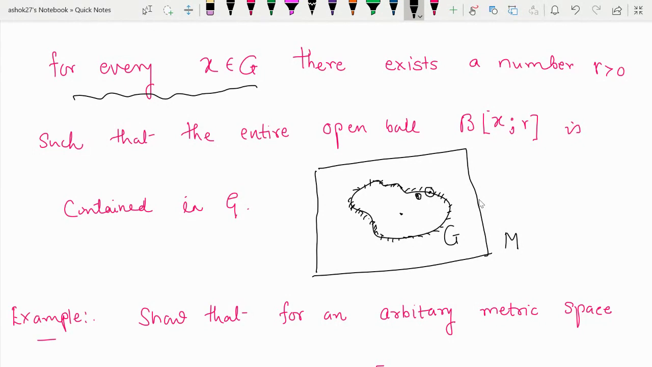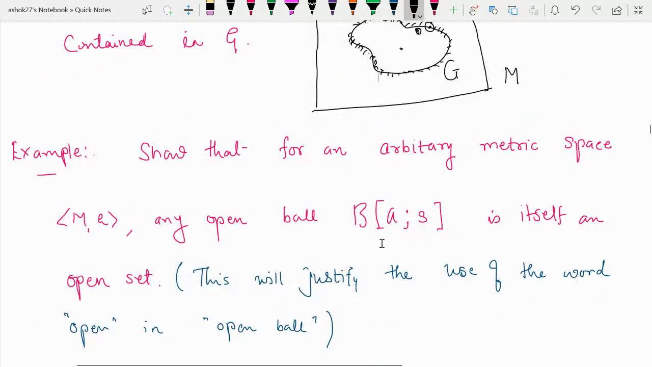So that entire open ball should be contained in G. Now there is one example, and this example is very important. I will solve this problem. The example is: show that for any arbitrary metric space (M, rho), any open ball, that is the open ball about a with radius s, is itself an open set. Meaning every open ball is always an open set. This will justify the use of the word open in open ball. Why are we using this word open in open ball, and not just ball or sphere? What is the significance of this word open? Because this set itself is an open set.